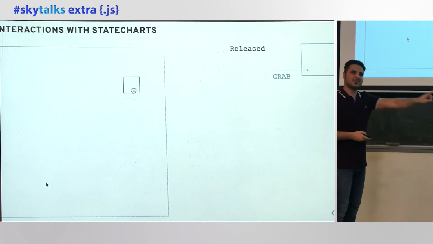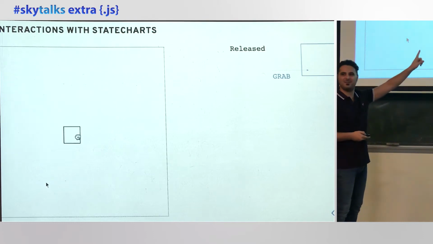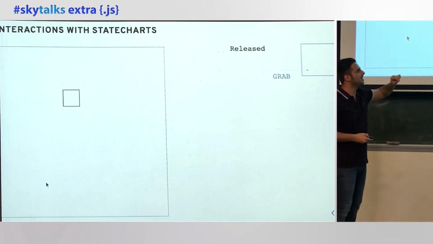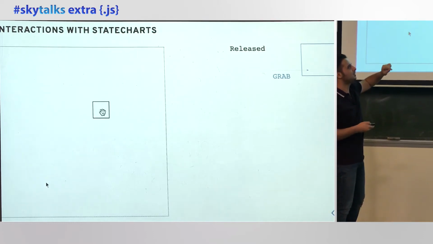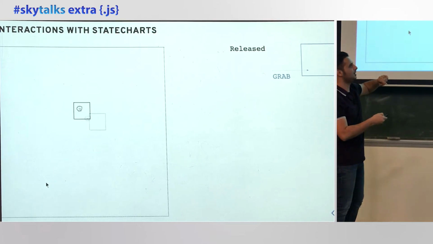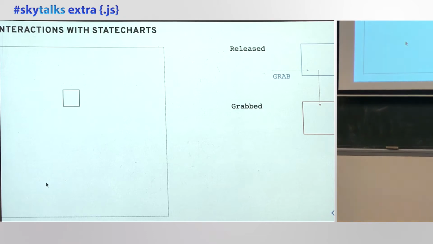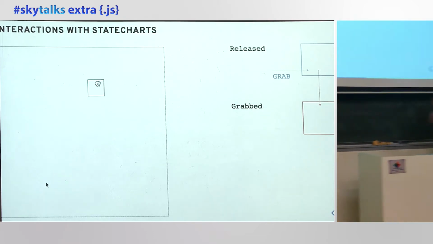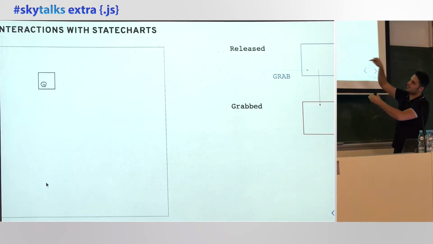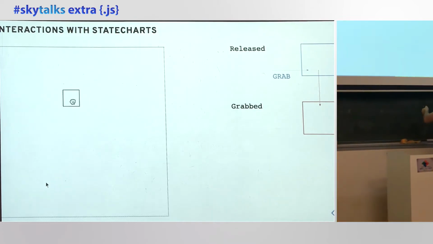Then I press the mouse so I can send a grab event. I say that I grab the box. And it transitions to, work, please. Transition, work. Yeah, it worked. It went to the grab state now. So there is a box. You press the mouse, the left click, it goes to the grab state.